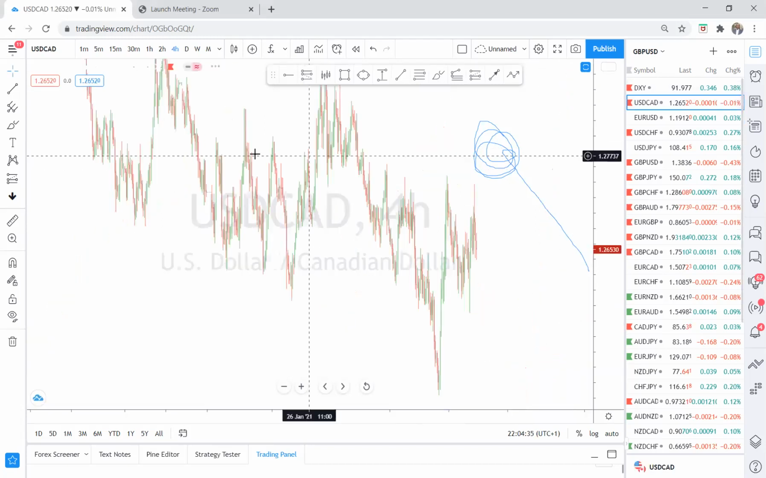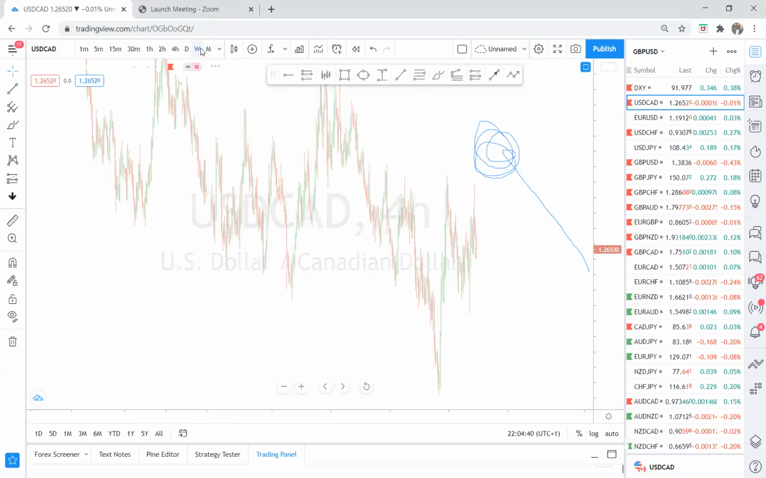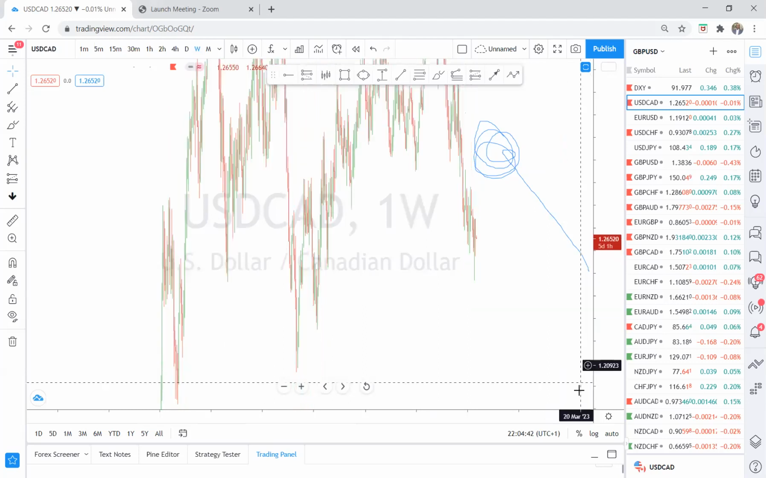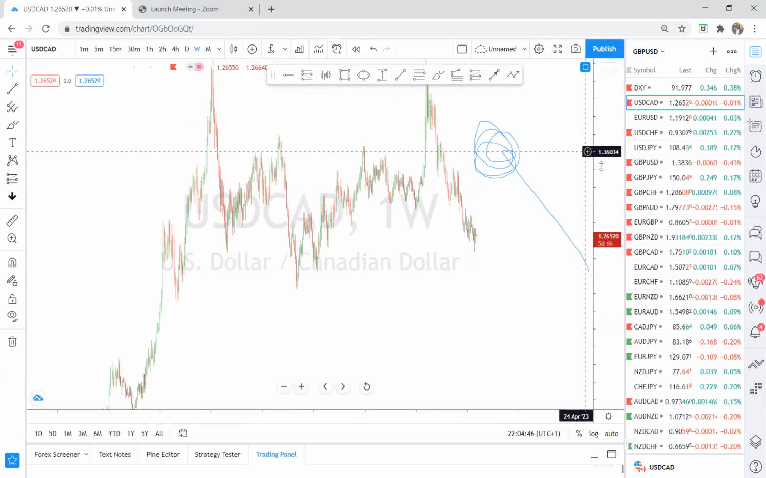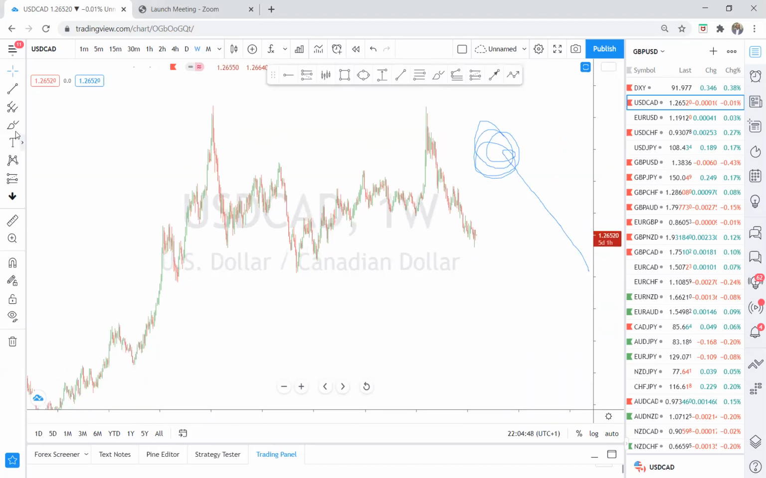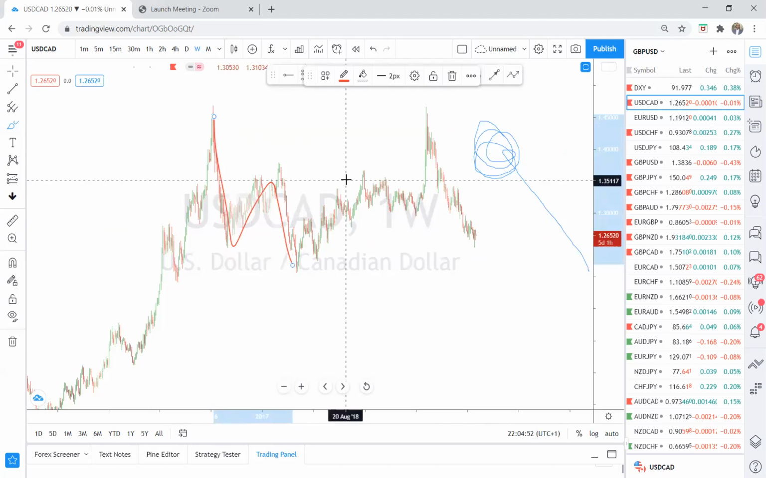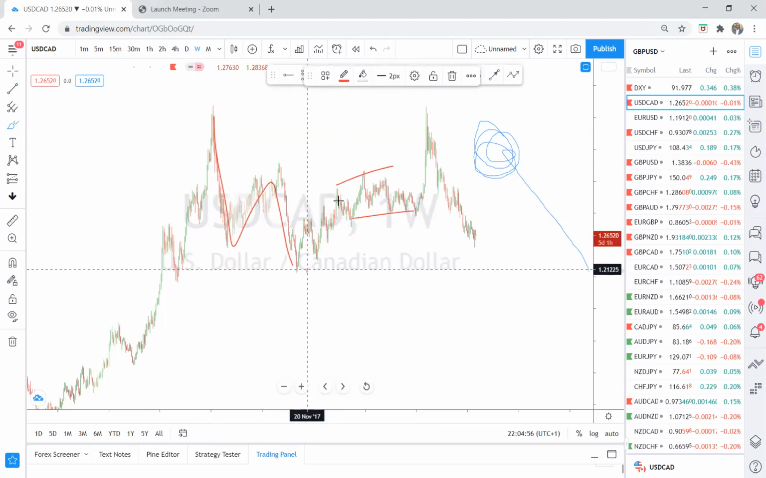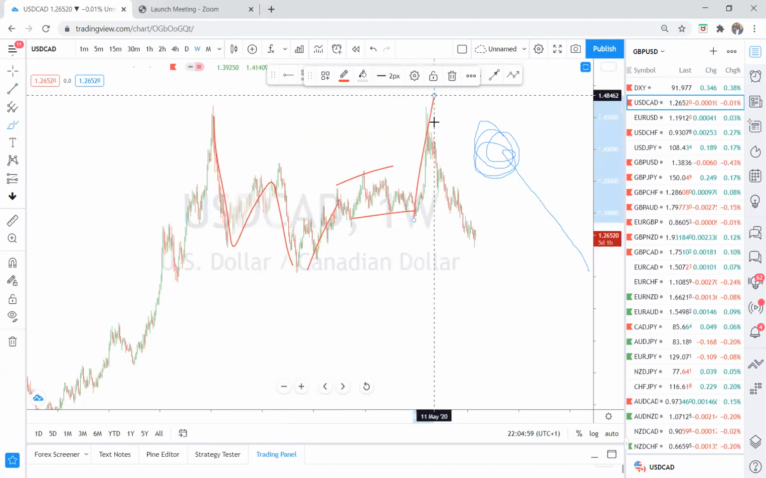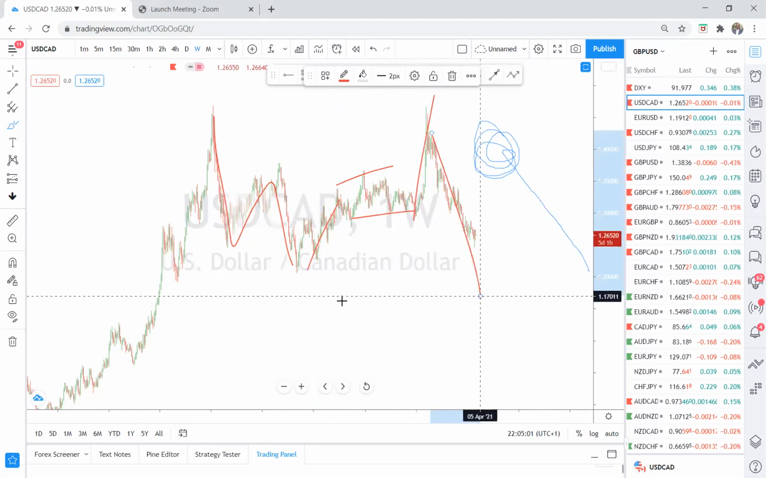USD CAD. So you remember from a weekly perspective of USD CAD, we expect that we should have this structure, and we are still working in line with that structure. We have three-wave move to the downside. We have correction in the middle here. Three-wave move to the upside, and then we expect this move to the downside.